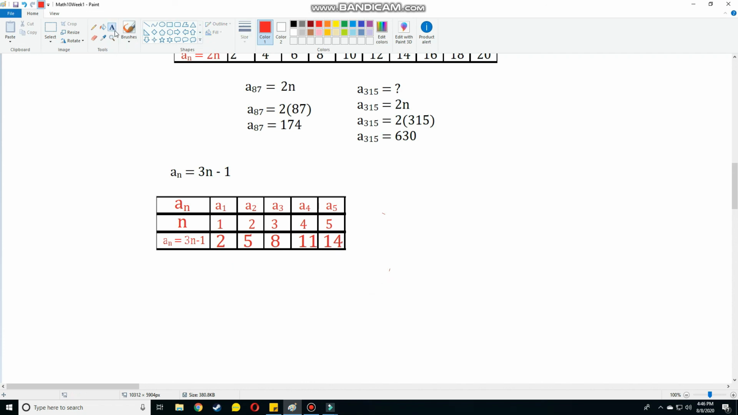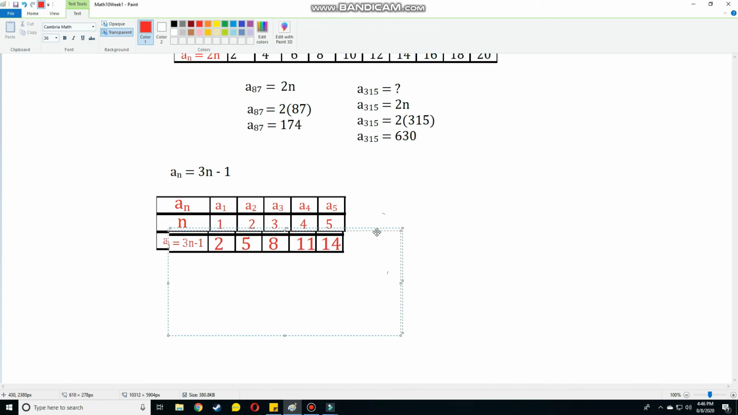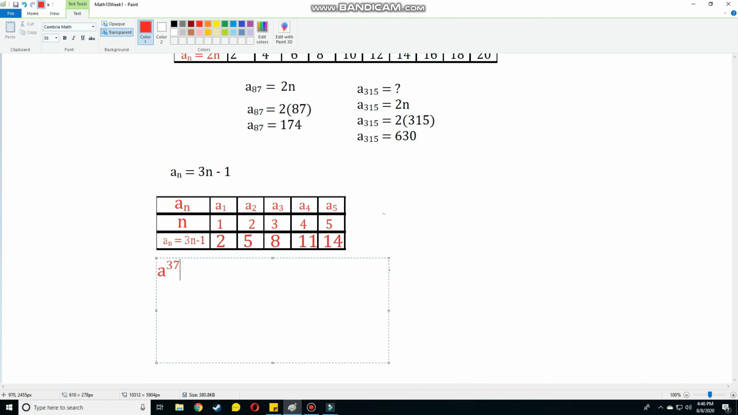Now, for example, let's again use our mathematical rule. What if you would be asked, what is the 37th term? It's the same with what we did earlier in generating the terms. We would simply substitute n with the specific term number, and that would be equal to 37.